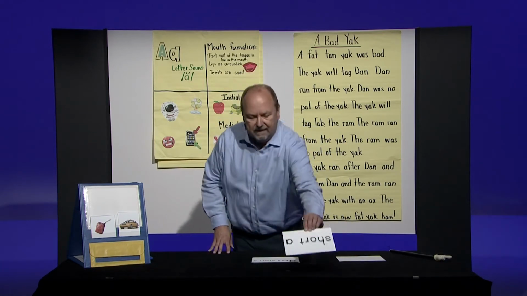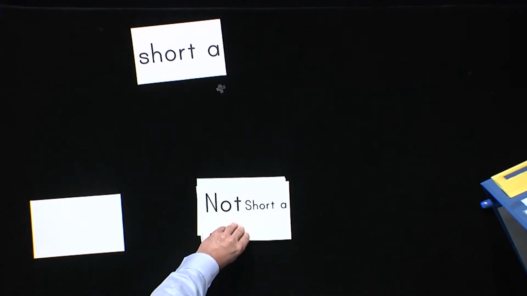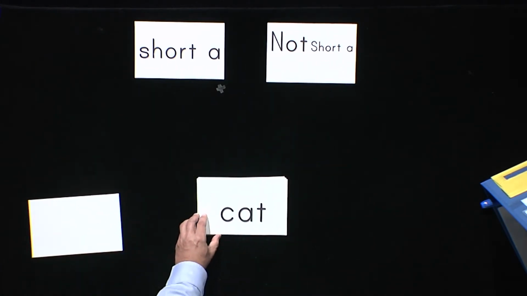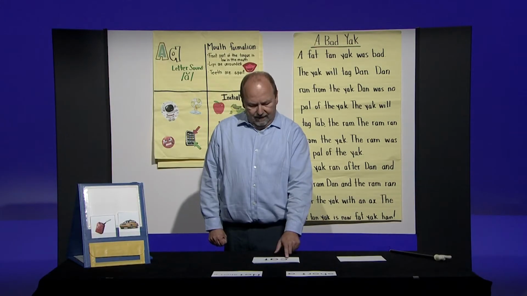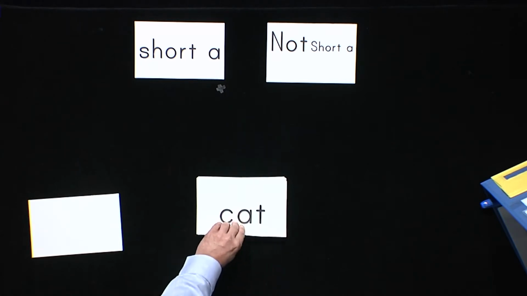If the words have the short A sound, we're going to put them in this column. If they do not have the short A sound, we're going to put them in this column. So let's look at our first word. I see the word cat. I knew that was cat because I saw the A between two consonants, the consonant C and the consonant T. So I read that word cat, cat, and that's a short A word.